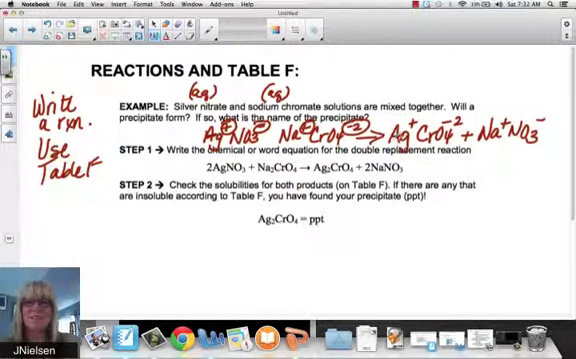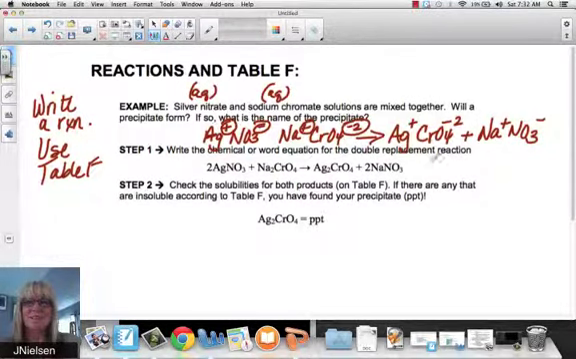And then to balance the equation, you see that you've got 2 Ags here, so you had to put 2 here. And that gave you 2 NO3s, so you had to put 2 here. And then the 2 Nas balanced with the 2 Nas.